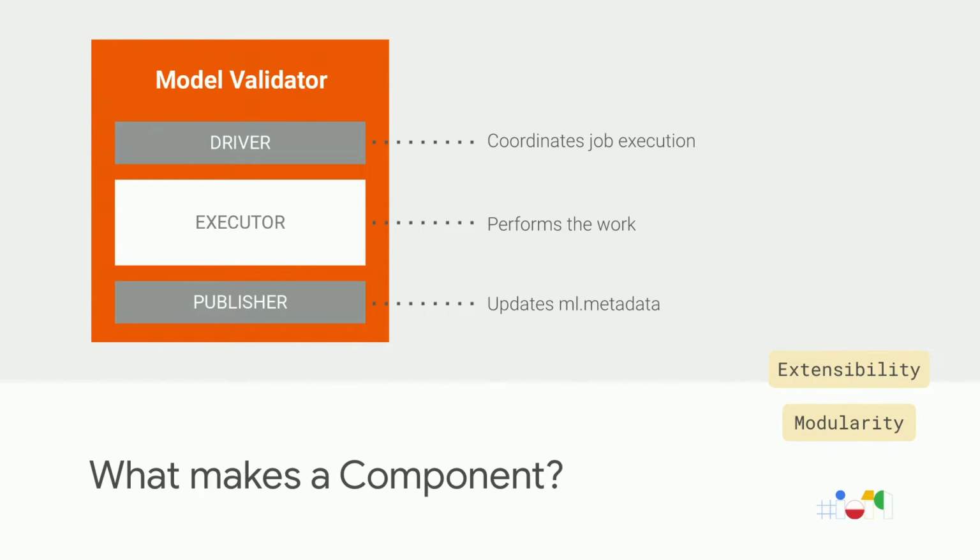Next, we have the executor. The executor is responsible for the business logic of the component. In the case of the model validator, this is where we test both models and make a decision. In the case of the trainer, this is where we train the model using TensorFlow. Going all the way back to the beginning of the pipeline, in the case of ExampleGen, this is where we extract the data out of either a data store or BigQuery or the file system in order to generate the examples that the rest of the pipeline trains with.